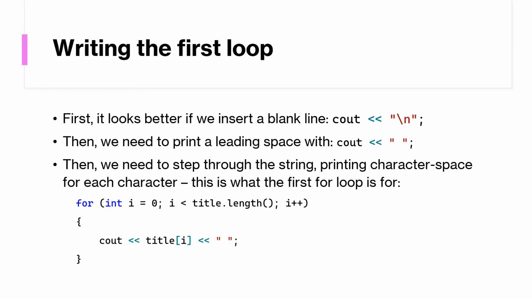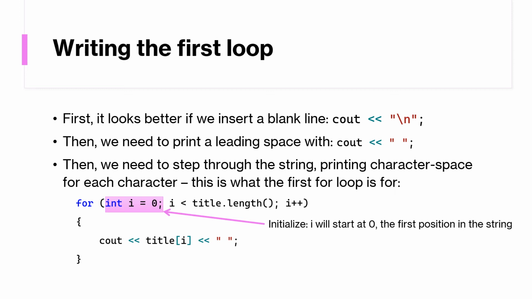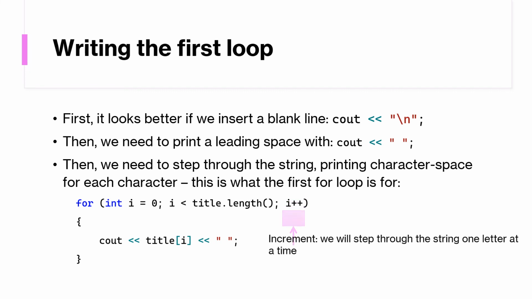Here's what that for loop looks like. There's the initialize part. i is going to start at 0, the first position in the string. So if the title is my title, title at 0 will be the capital M that starts my title. Condition, the loop will continue until i reaches title.length. And then the increment, we will step through the string one letter at a time. i++.